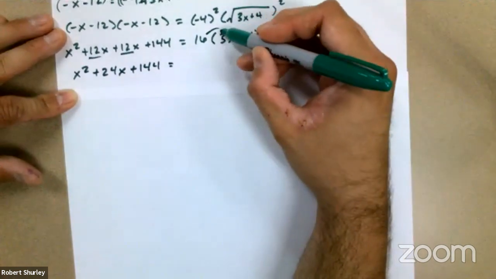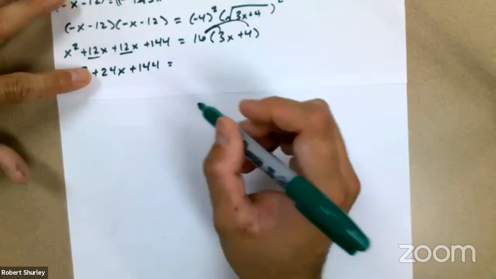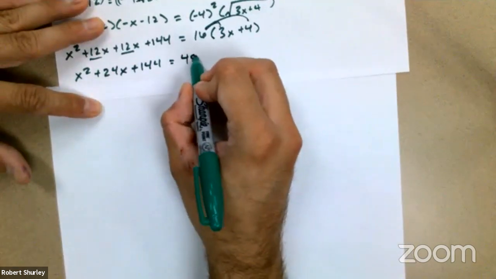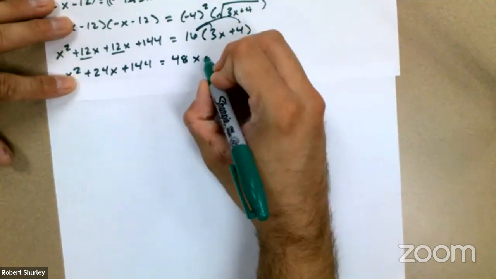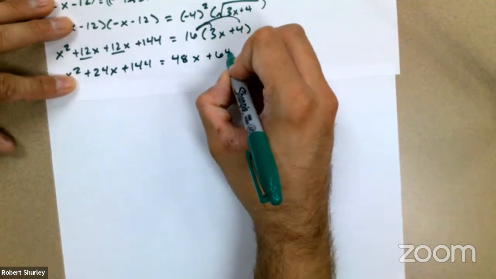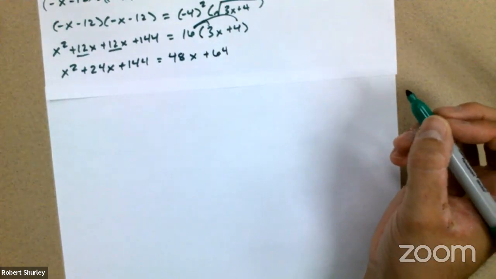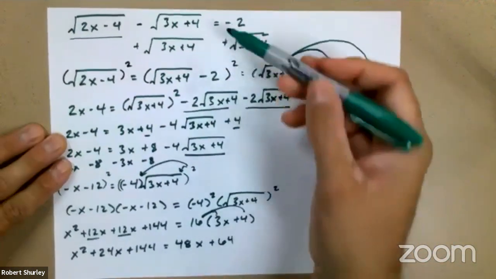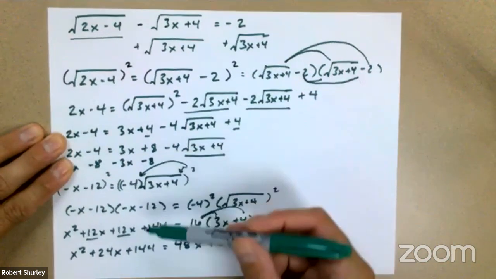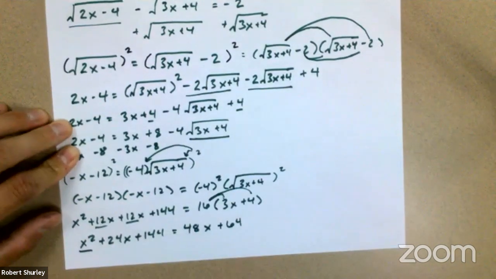now I've got to distribute the 16. 16 times 3x, is that 48, I believe? So that's going to be 48x. 16 times 4, I think that's 64. Okay. And now look, I've got a quadratic going on. After all that work, we are finally down into a quadratic, right? We've got the x squared on the left.